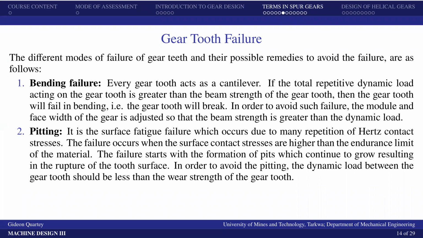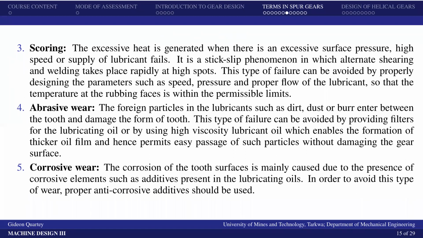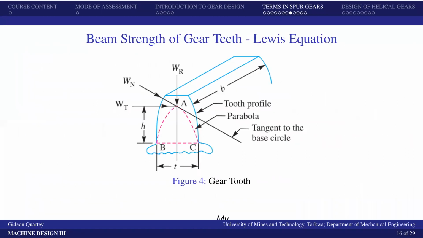All right. Then the different modes of failure of gear teeth, and the possible remedies to avoid failure, are what we are going to look at now. Gears may fail in bending. All right. May fail in pitting. We have scoring, abrasive wear, corrosive wear.